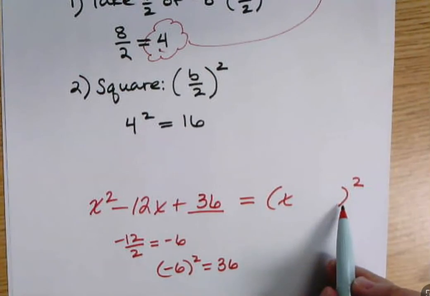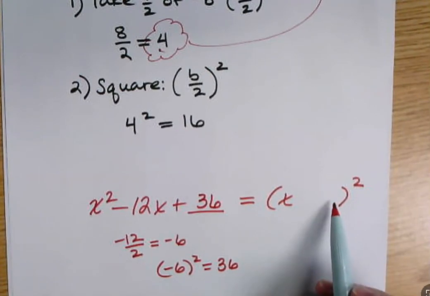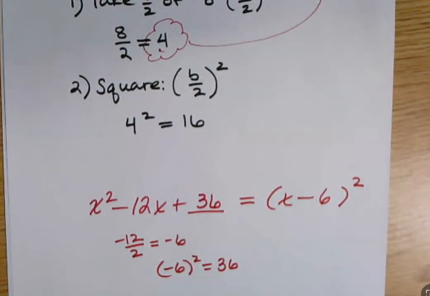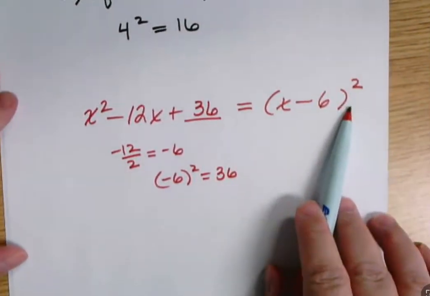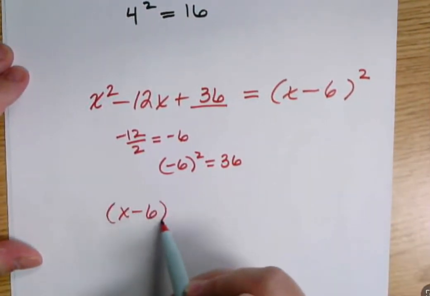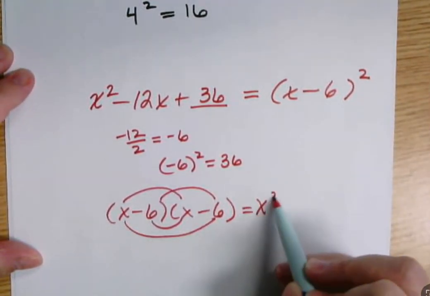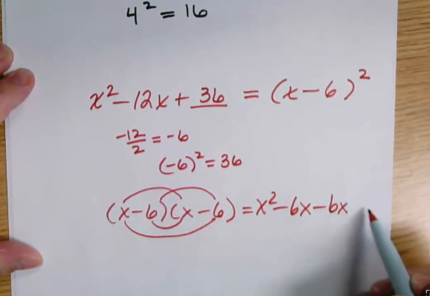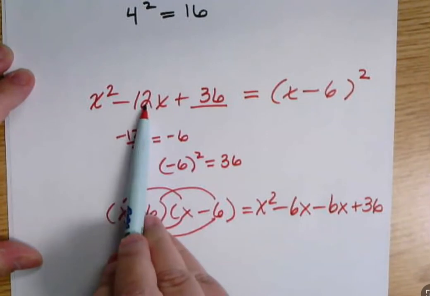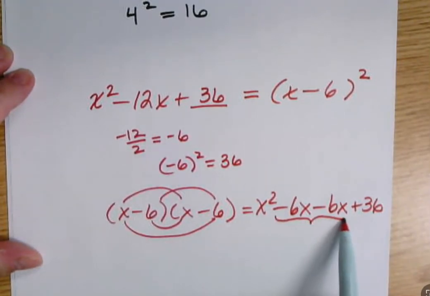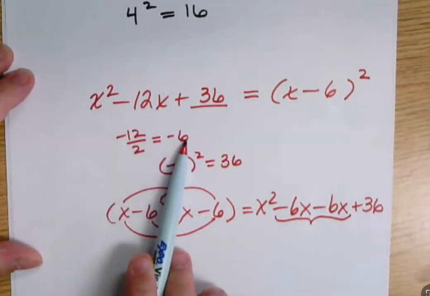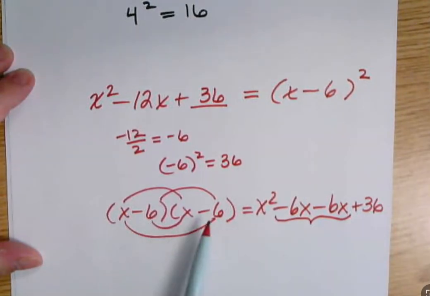And then I'm going to rewrite it as a binomial squared, and the binomial that would be squared here is x minus 6. Because if I multiply out x minus 6 times x minus 6, look at what happens. And I want you to see this because this is the reason we take half of the b: b ends up coming from adding something twice. So whatever's in there twice, that's the number I want for right here. Okay? So that's why the process is what it is.